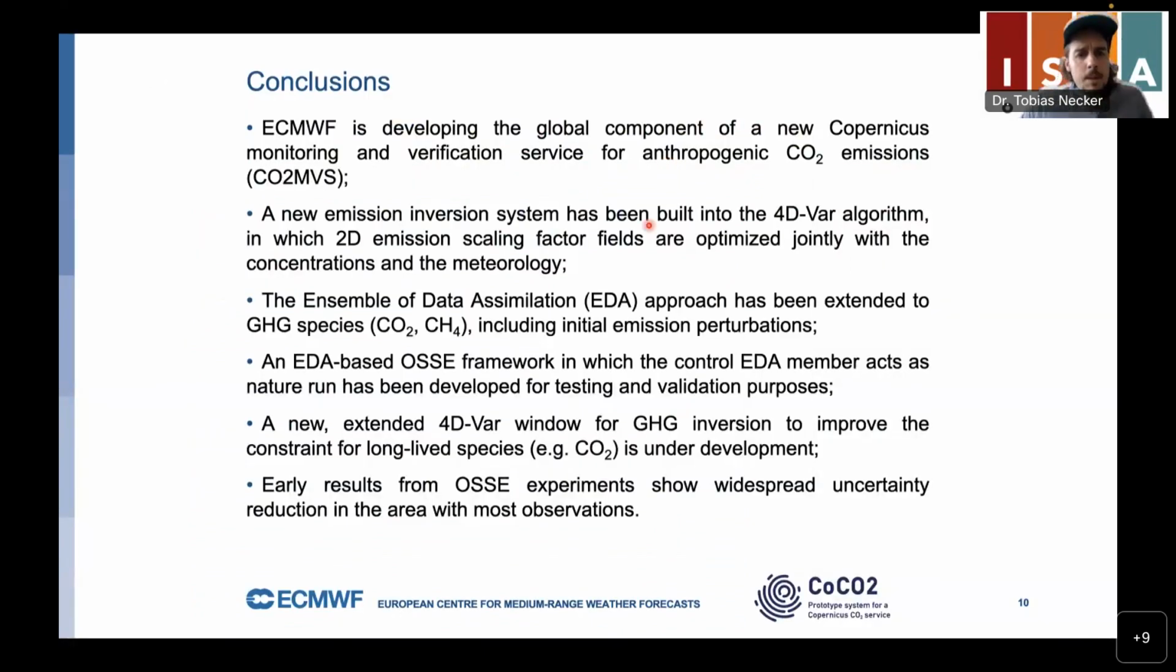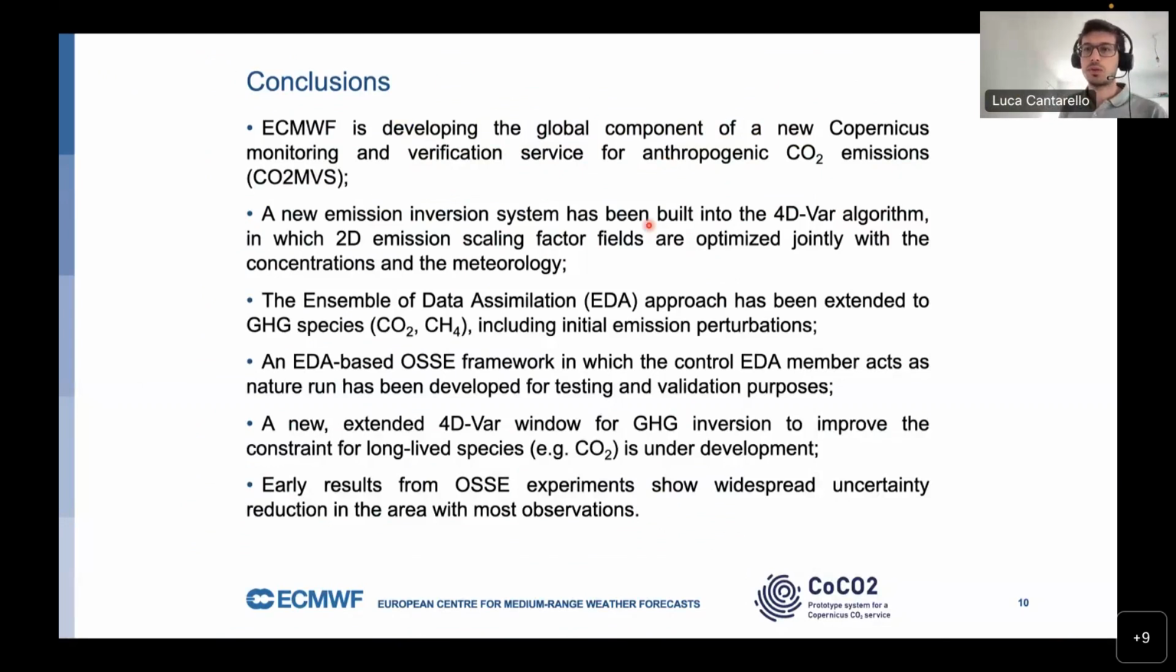We haven't tried shorter windows. We tried 12 and 24 hours. I can't imagine why it would improve things. Well, it's very much species dependent. This is for GHG, so especially CO2 needs a longer window, I would say days, weeks.